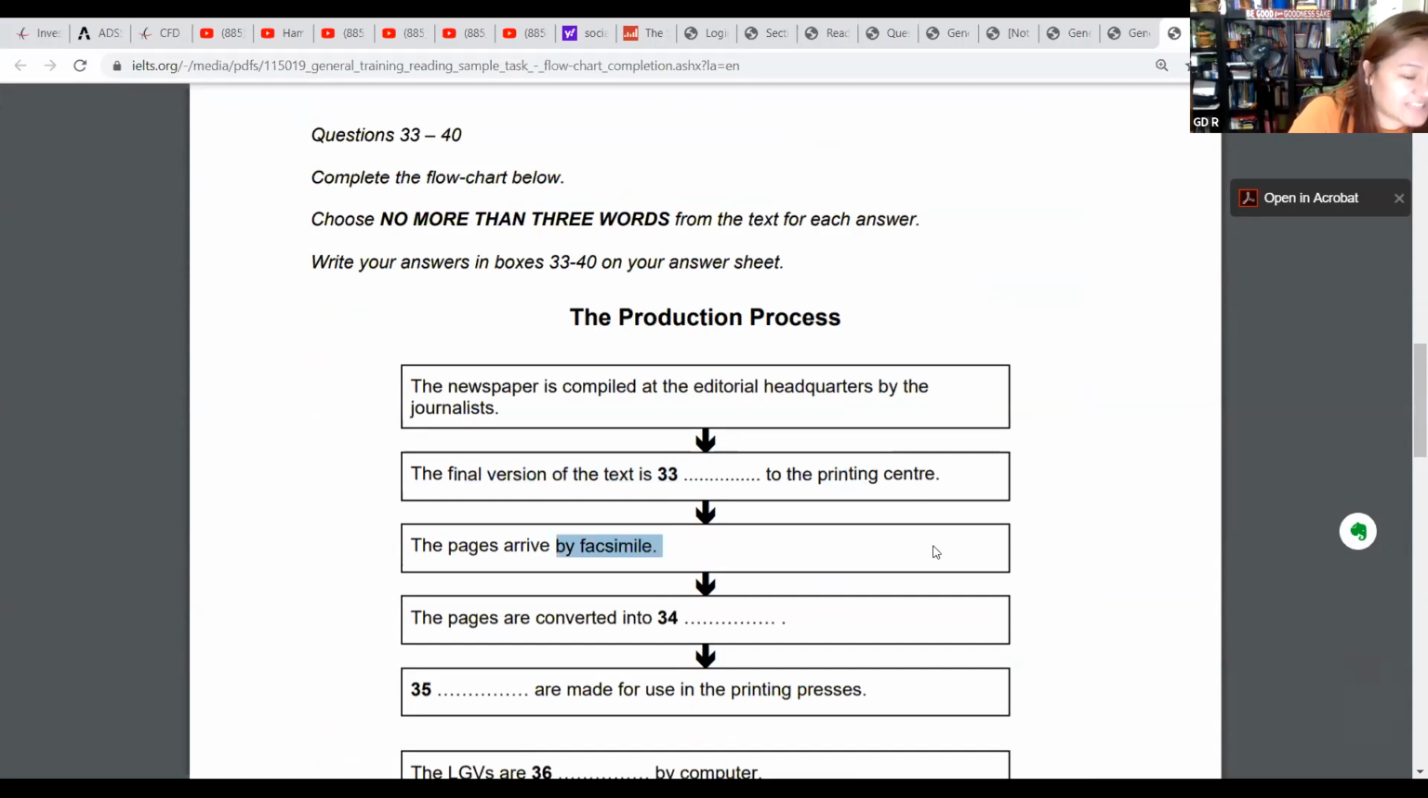Yun rin yung kagandahan sa IELTS na hindi laging maraming articles or maraming passages. So, they repeat the passages, they recycle, and mas madali sa inyo kasi nabasa nyo na. So, it's easier for you to fill in the blanks. Ganun siya.